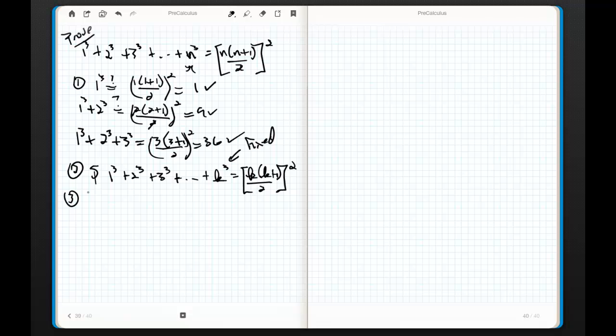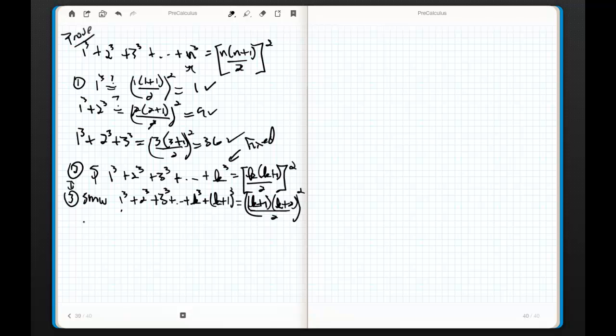Now, part 3 is show that 1 cubed plus 2 cubed plus 3 cubed plus ... plus k cubed plus k plus 1 cubed is equal to k plus 1 times k plus 1 plus 1, which is k plus 2, all over 2 squared. Show that it works for the k plus first term. That's very key, that we understand that these two steps work in combination with one another. Suppose this, suppose 2, prove 3.